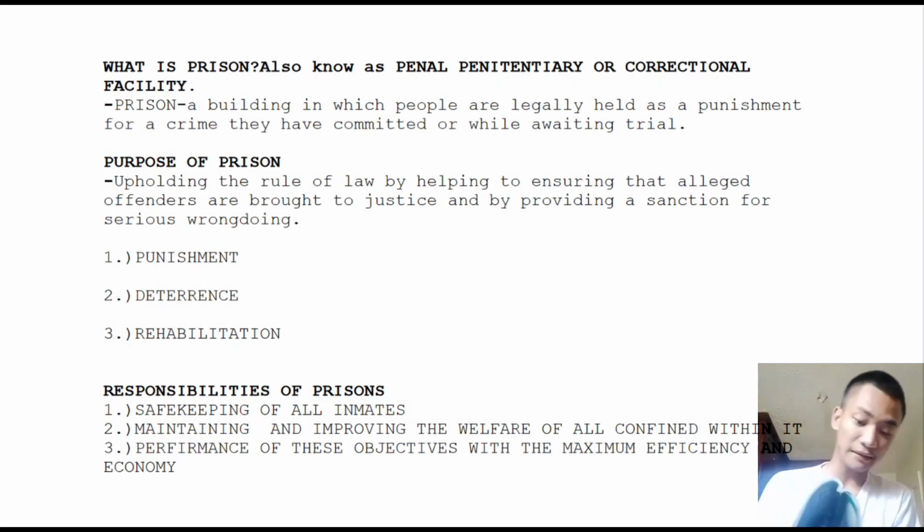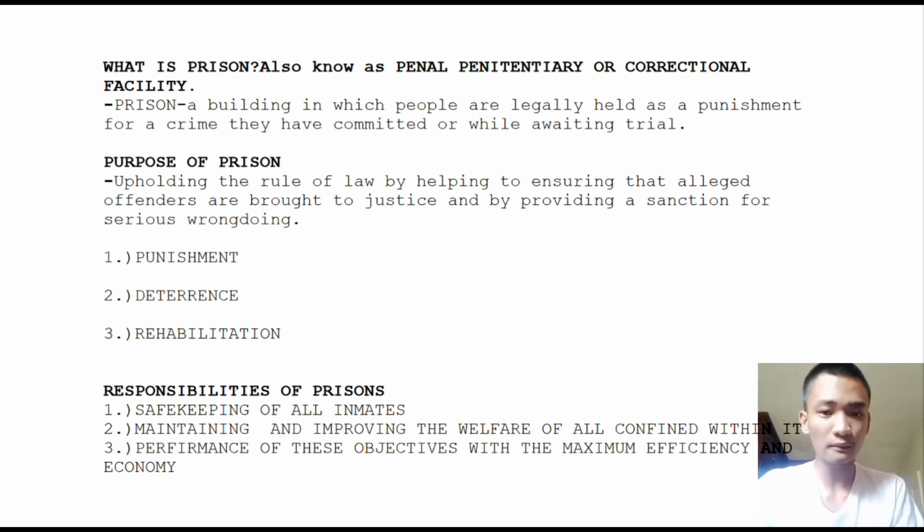Punta na tayo sa what is prison. Okay, what is prison? Ano nga ba ang prison?